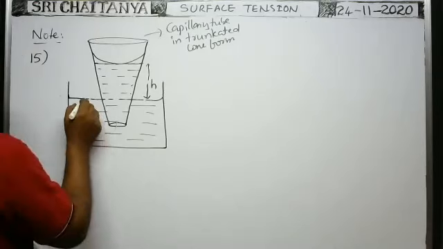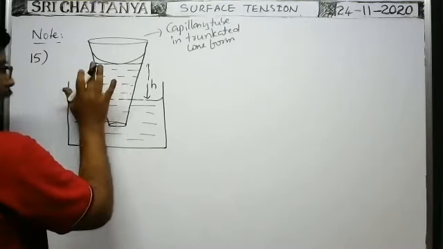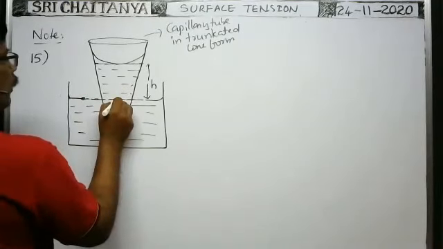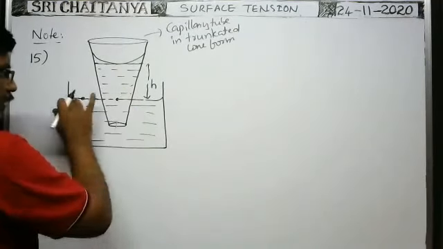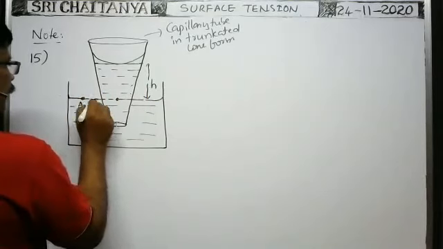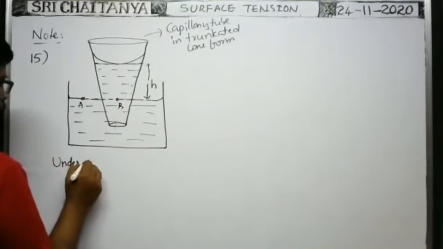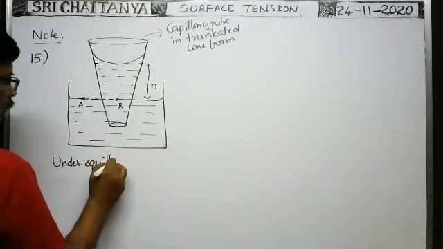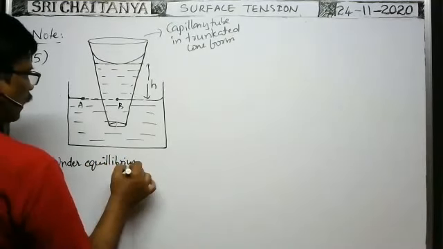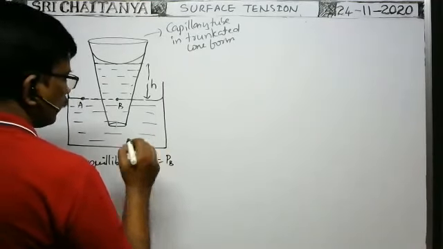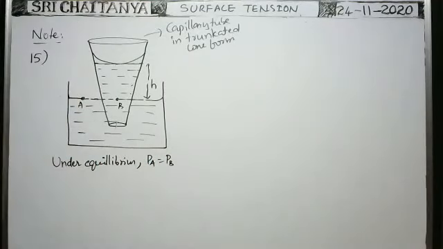Under equilibrium, as the liquid is in equilibrium, the pressure at this point and the pressure at this point must both be the same because they are at the same horizontal level. Say this is A and this is B. Under equilibrium, pressure at A and pressure at B must be the same. That is one condition. Here the question is, I will read the question.